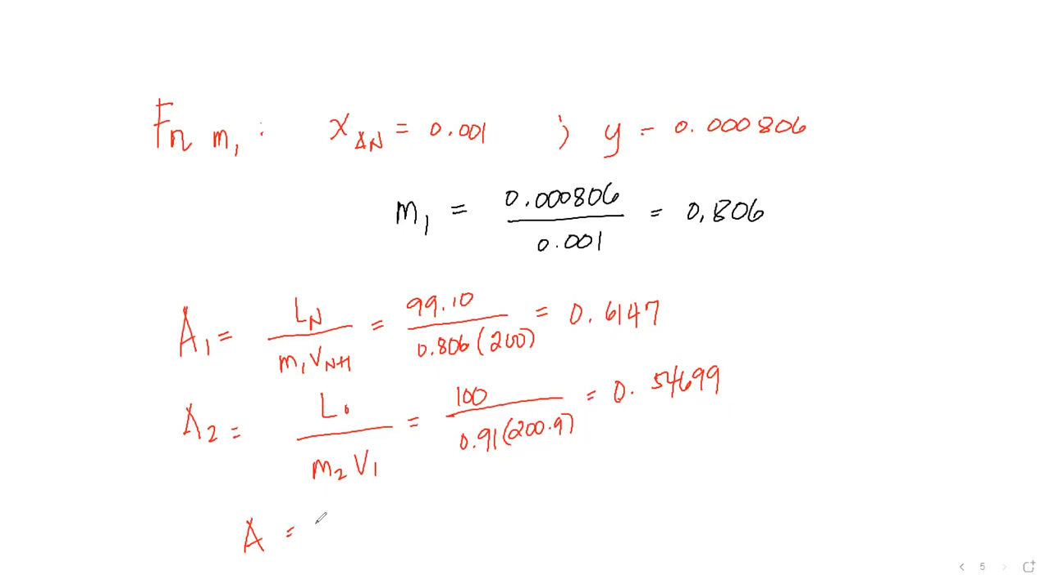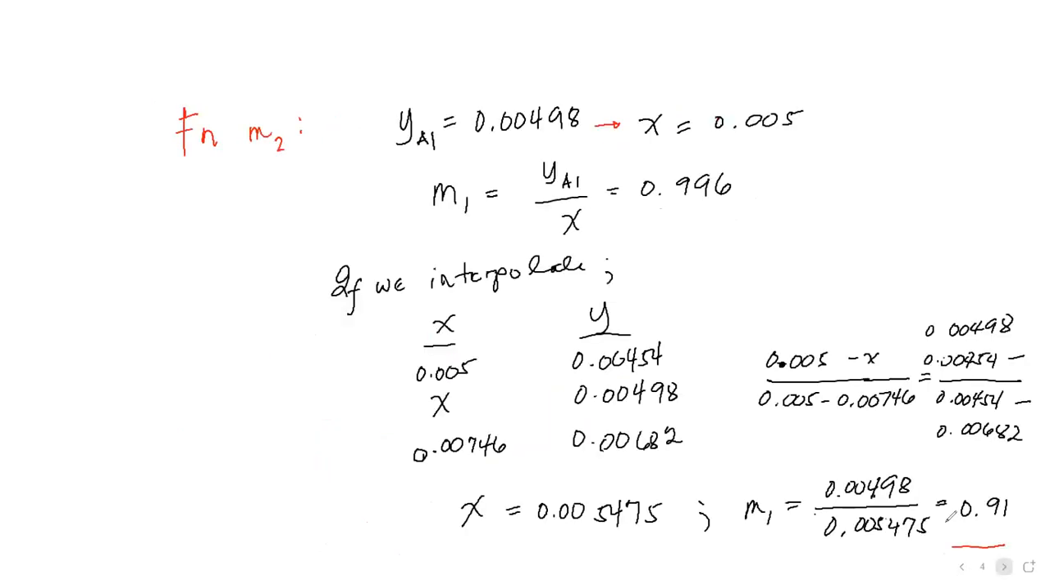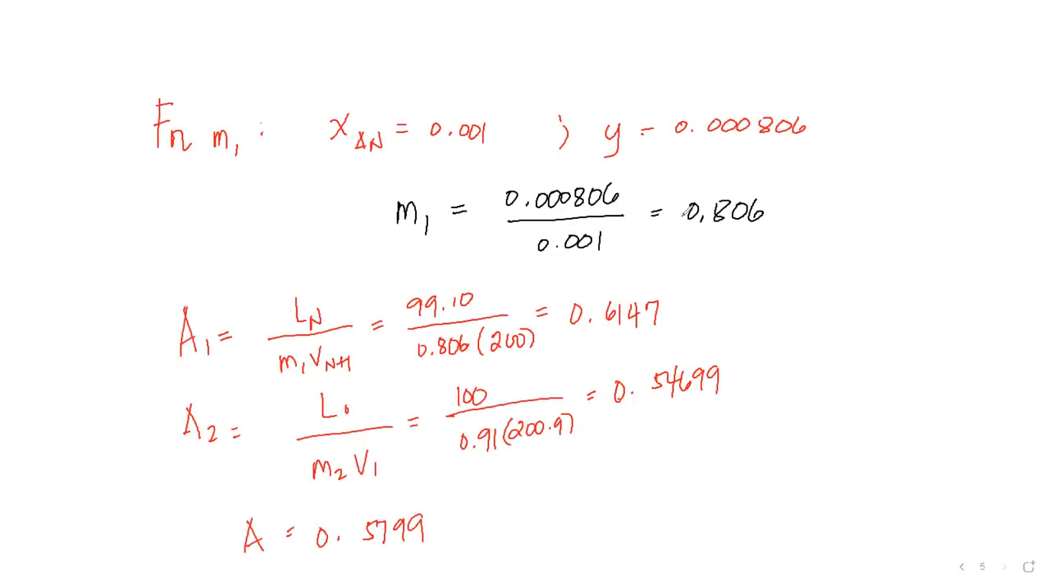that would be 0.5799 again. Okay? Now, of the two, the 0.806 and the 0.91, we will use the 0.806 for the M because it is lesser of the two. Okay? 0.806. Okay, this one is lesser. So we go now to determining the number of stages.